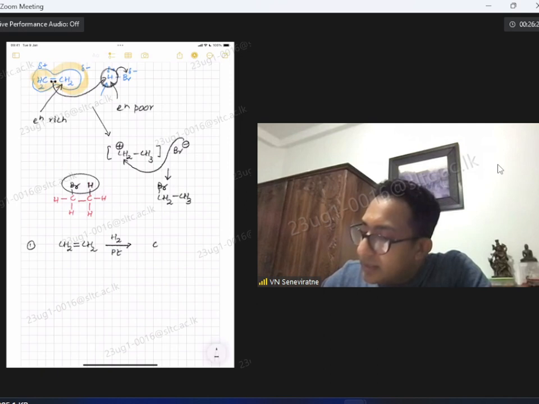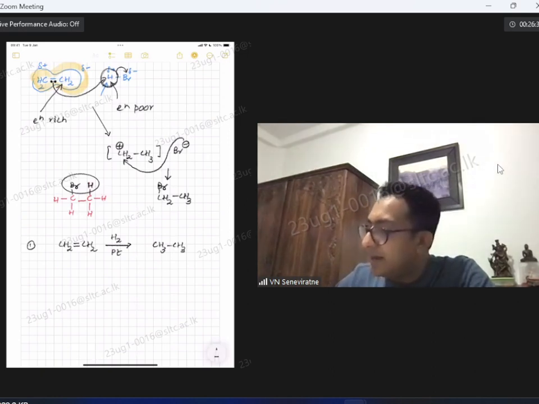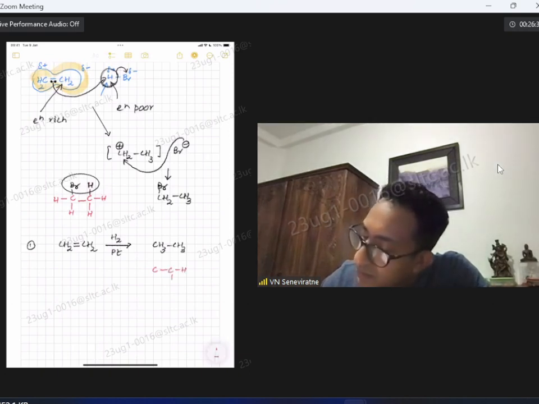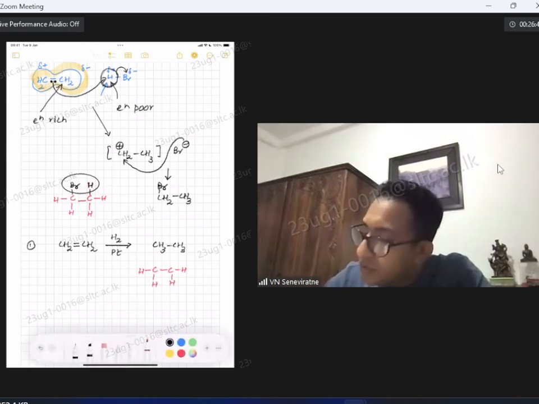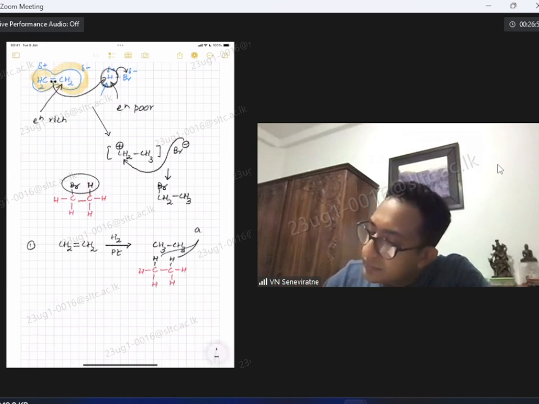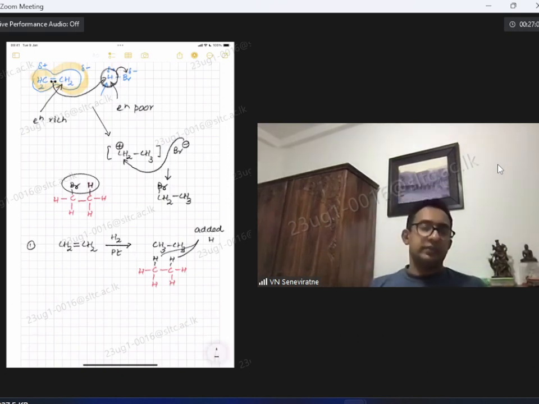So look at the compound, you get CH3, CH3. All the old atoms are there. New atoms are being added. You have carbon, you have a hydrogen, and then on the other side also you have two hydrogens. Now you can see in order to get CH3, you have to add another two hydrogens. These two hydrogens are the hydrogens that are being added. So that is called an addition reaction.